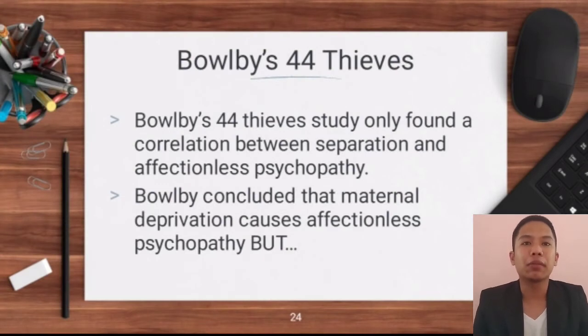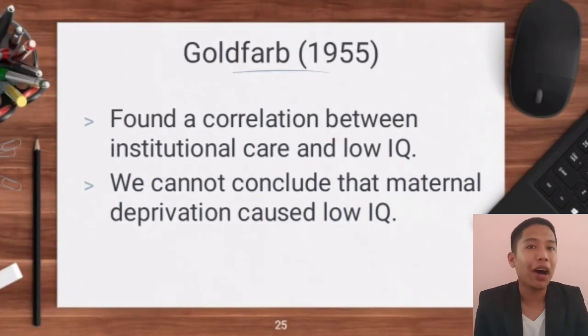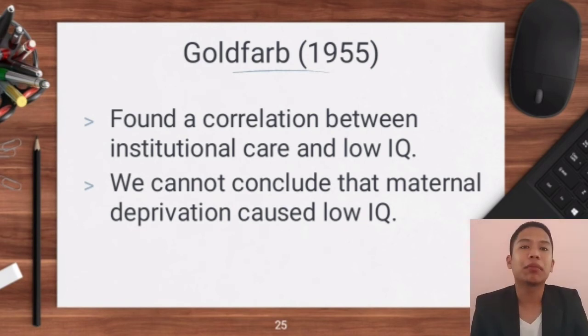Bowlby's 44 thieves study only found a correlation between separation and affectionless psychopathy, while Bowlby concluded that maternal deprivation causes affectionless psychopathy. And while Goldfarb in 1955 found a correlation between institutional care and low IQ, we cannot conclude that maternal deprivation caused low IQ. So it contradicts Bowlby's theory.